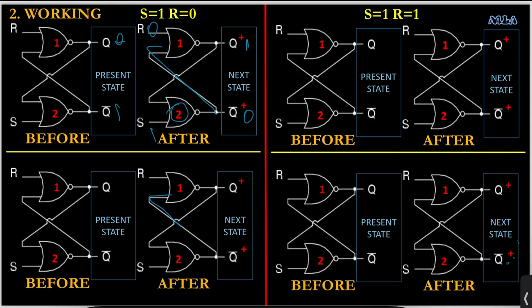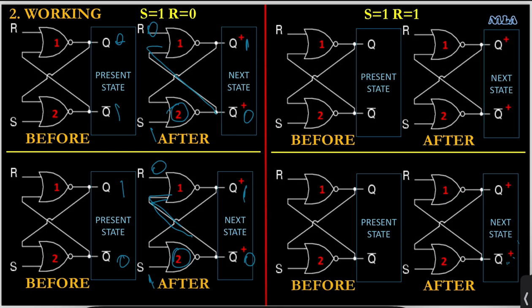Okay. Fine, let's move on to the second segment. I'll consider Q to be 1 and Q bar to be 0. Now S is 1, R is 0. So the input for gate number 2, which is defined by S, is 1. One of the inputs being 1, the output Q bar plus is 0. Now both the inputs to gate number 1 are 0, hence Q plus is 1.